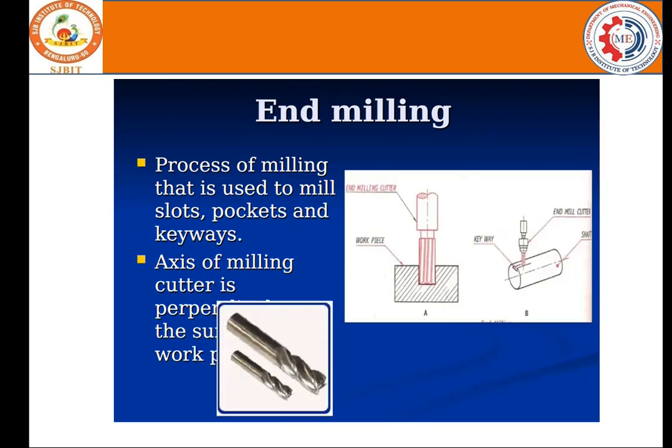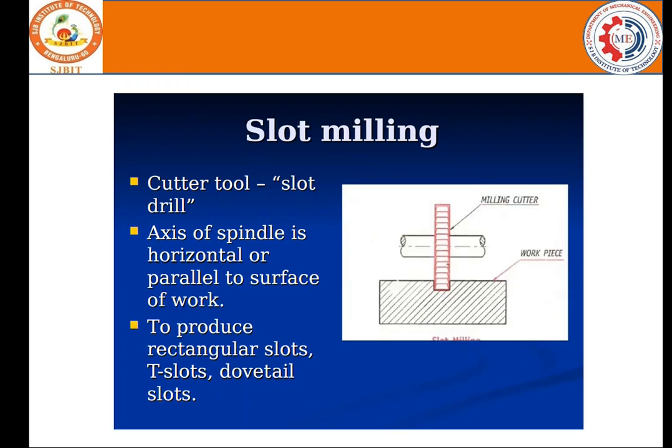End milling is meant to produce large pockets and keyways. The axis of the cutter is perpendicular to the motion of the workpiece. Here the particular tool is used to carry out the particular operation. Then there is slot milling. In slot milling, you can see there will be a milling cutter and a workpiece. The axis of this cutter is horizontal or parallel to the surface of the workpiece, to produce rectangular slots, T slots, and dovetail slots.